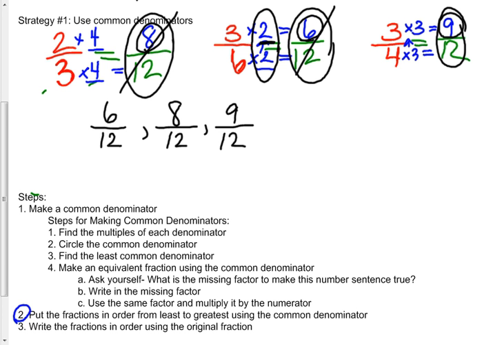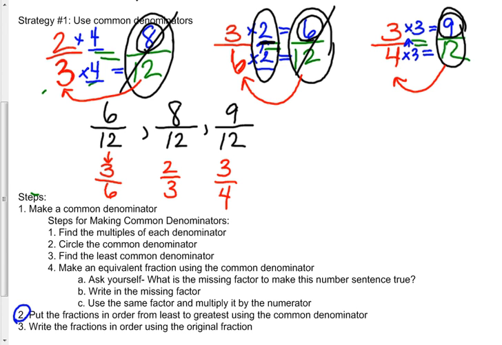So my last step, write the fractions in order using the original fraction. So now I'm going to change these to the original fraction. 6/12 originally was 3/6. 8/12 was originally 2/3. And 9/12 was originally 3/4. So we know they're in order. We just have to put in our chompers now, put in our signs.